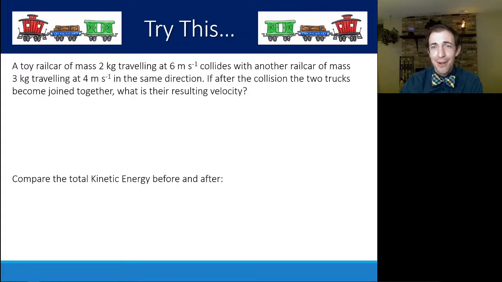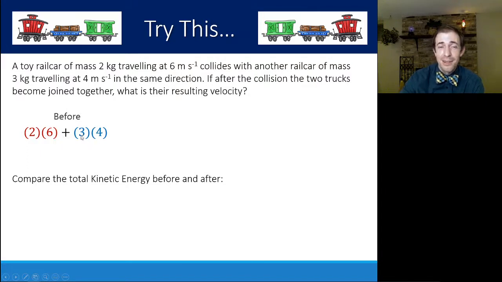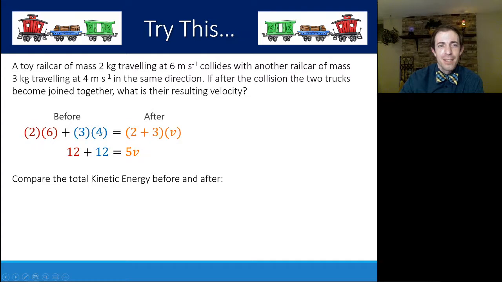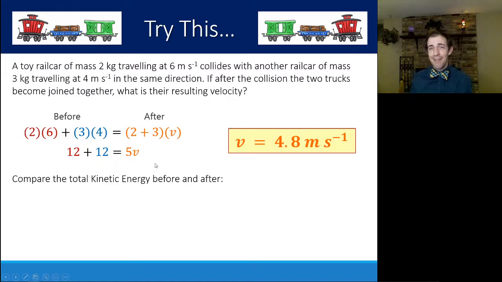Well, even without a picture or animation of this, we can look at what the before scenario is going to be. This toy rail car has a mass of 2, velocity of 6, plus the other one has a mass of 3, velocity of 4. So my before momentum looks like this. For my after momentum, these train cars couple together and then move off in the same direction at the same velocity, which means that I can look at it as one object with a mass of 5, 2 plus 3, times whatever the velocity is of that object. So that outcome turns into 12 plus 12 is equal to 5v. So I can find that the velocity of that final object is 4.8 meters per second.